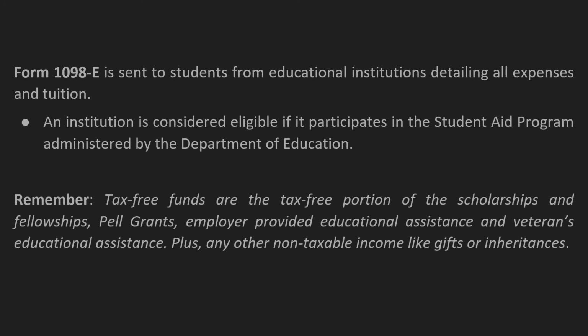of expenses can't be claimed in a tuition and fees deduction. Examples of tax-free funds are the tax-free portion of scholarships and fellowships, Pell Grants, employer-provided educational assistance, and veterans educational assistance. Any other non-taxable income like gifts or inheritances also apply here. No double dipping is allowed in claiming tax benefits, including the tuition and fees deduction. The same rule applies with most grants and credits.